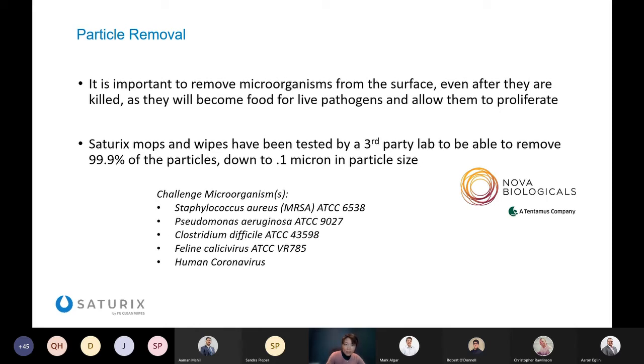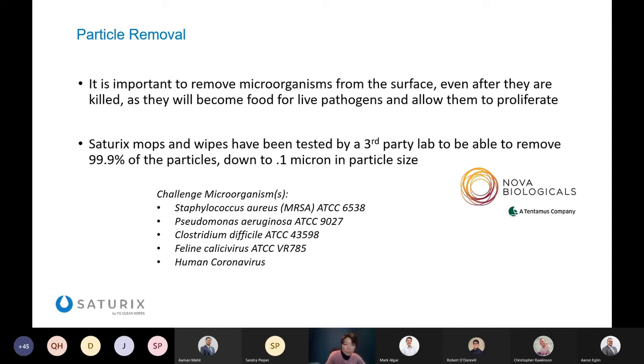Our mops are able to remove those dead microbes from the surface just with mechanical action. It's done independent of the chemical. The testing was actually done with just water. So it's a mechanical removal to eradicate all the dead microbes from the surface.